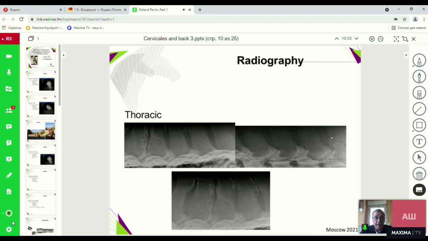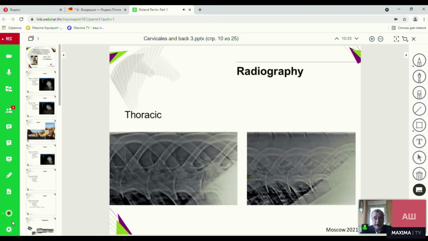You can do oblique view on the thoracic area, but this is more difficult and you need a good X-ray machine there with a lot of power. So it's not done for the field, but you have to know that this exists and you can see very well the joint of the thoracic area.